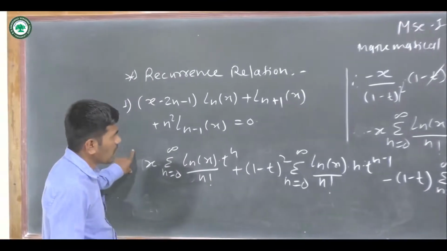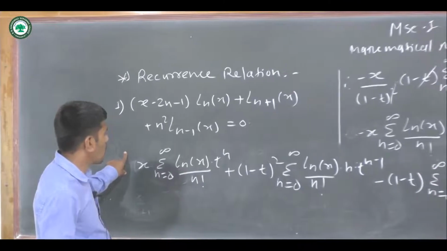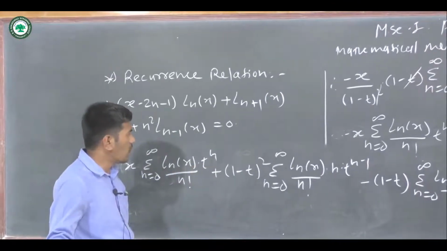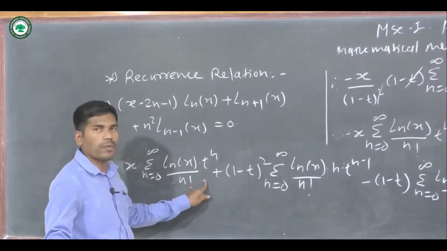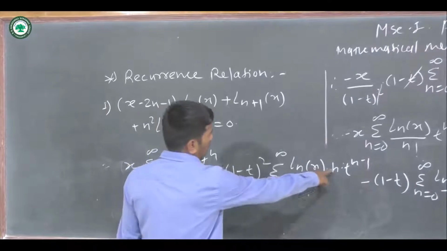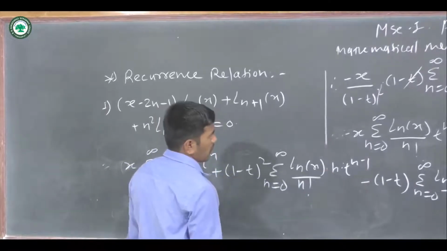So from these expressions, the next task is just to equate the coefficients of t^n. We need t^n by n factorial here, so for that I am going to replace n with n plus 1 here.